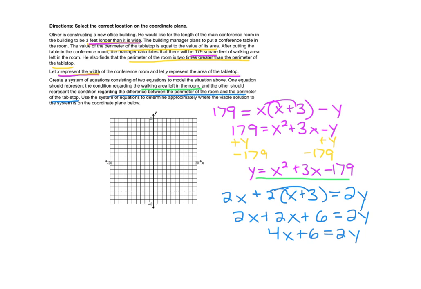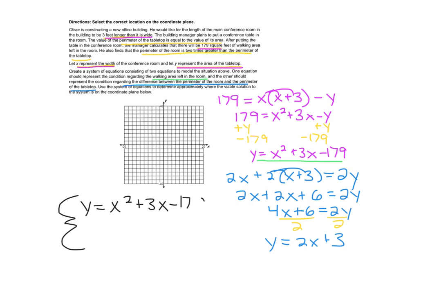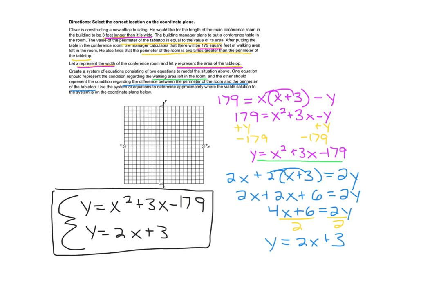To get y by itself, we use our inverse operations. And that's going to leave us with y equals 2x plus 3. We now have both of our equations to represent the situation. So our systems of equations is y equals x squared plus 3x minus 179, and y equals 2x plus 3. Now use these two equations to come up with any possible viable solutions, and remember how to find those solutions when looking at a graph. Feel free to use Desmos.